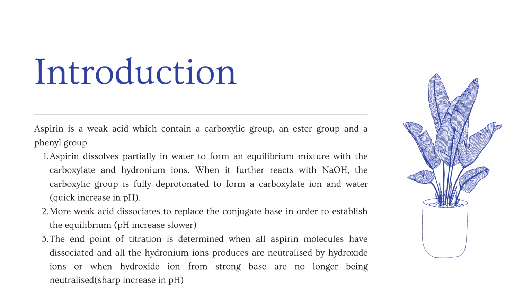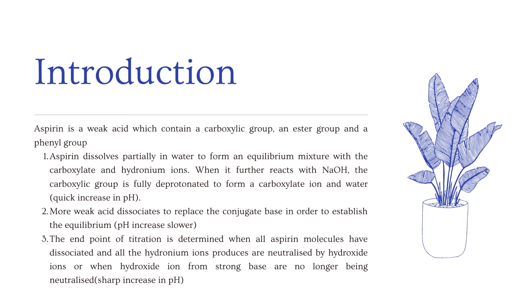Aspirin is a weak acid which contains a carboxylic group, an ester group, and a phenyl group. The aspirin dissolves partially in water to form an equilibrium mixture with the carboxylate and hydronium ions. When it further reacts with NaOH, the carboxylic group is fully deprotonated to form a carboxylate ion and water, which will cause a quick increase in pH. After that, more weak acid will dissociate to replace the conjugate base in order to establish the equilibrium, which we will see the pH increase slower.